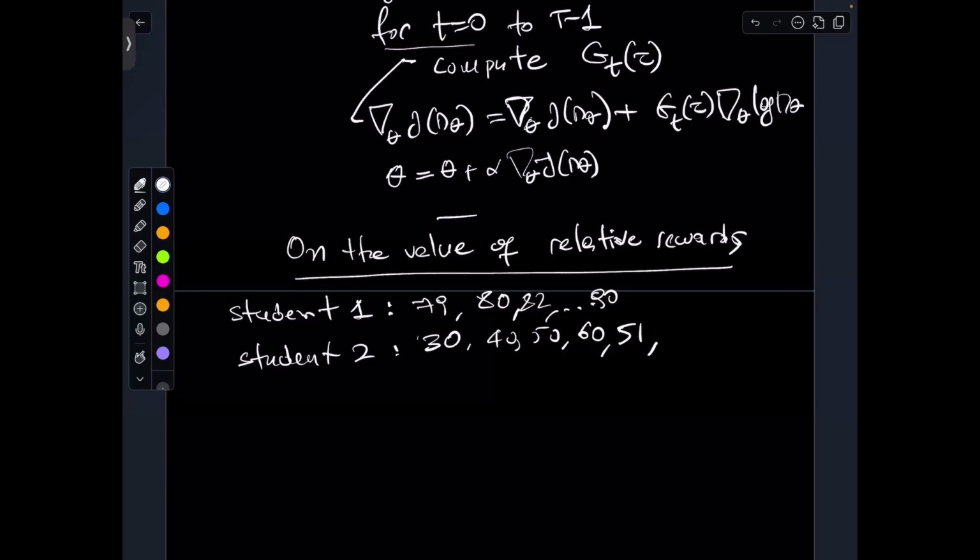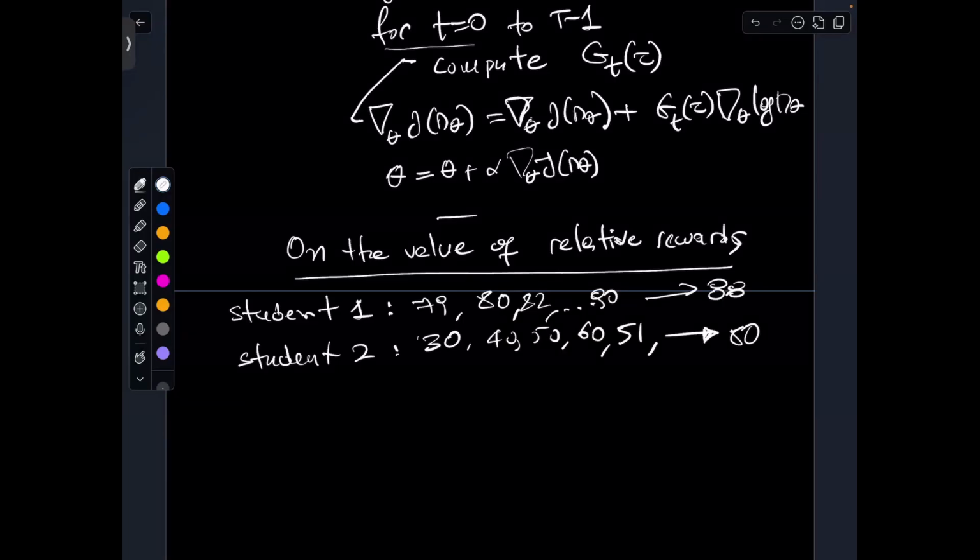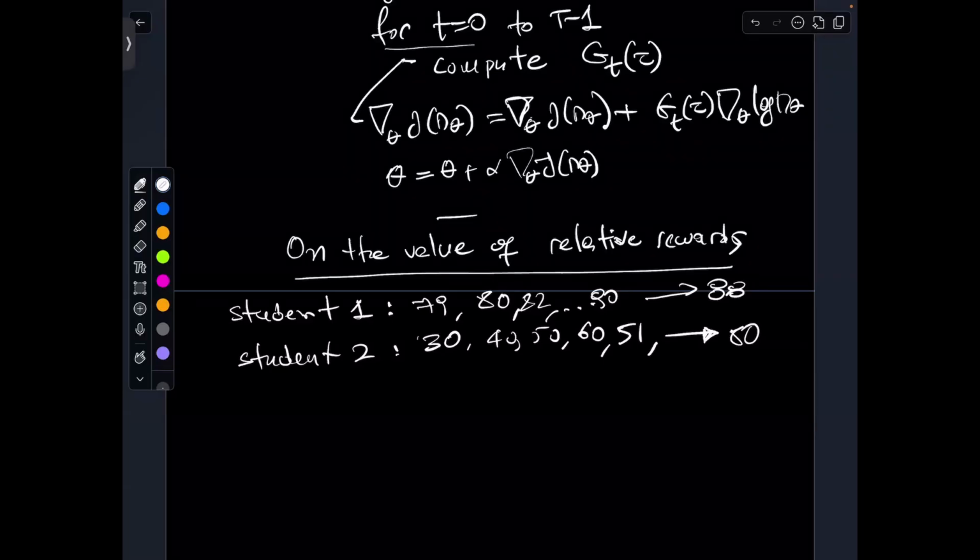However, let's consider something that may actually happen over there. Student 2 suddenly produces a grade which is 80. So we went from an average of 50 to an average of 80. And student 1 continues to be close to the history of grades that he was always brought up with.